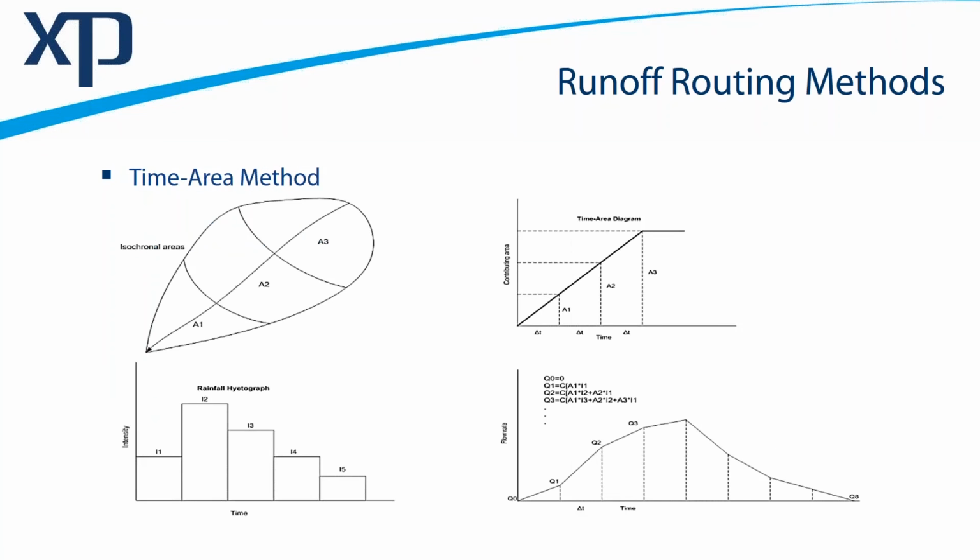So the time area method starts to modify this. It takes functionally simple rational method calculations and breaks them up into a patterned scheme. You end up with a rainfall hyetograph, and that's the graph on the bottom left-hand side of the screen. You can run your equations over and over again, still functionally very similar to a rational method scheme, and you create what appears to be a routed hydrograph, as shown on the bottom right-hand side of this diagram.